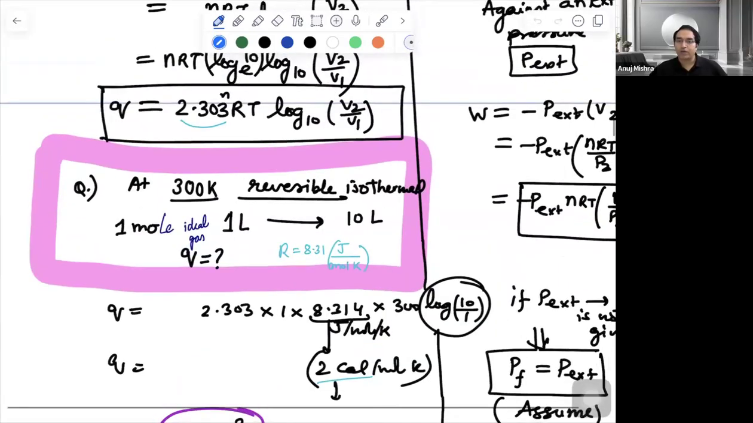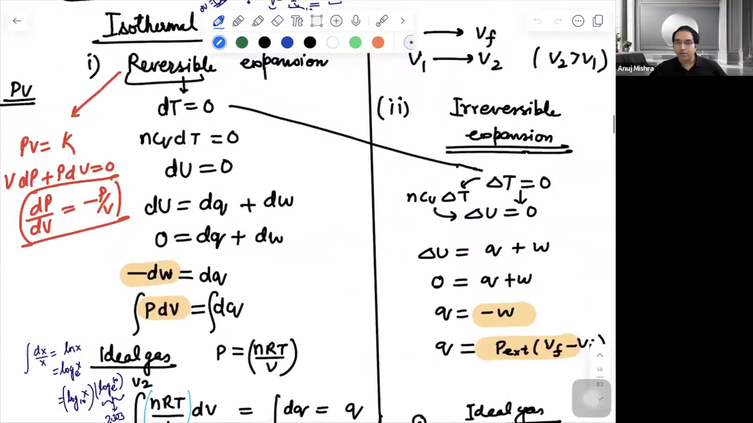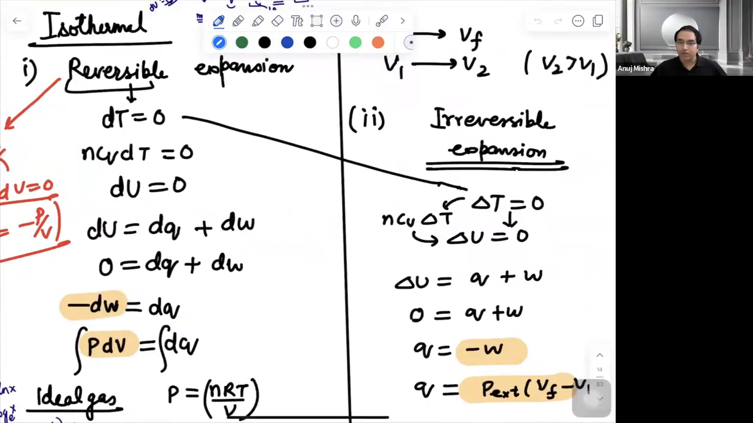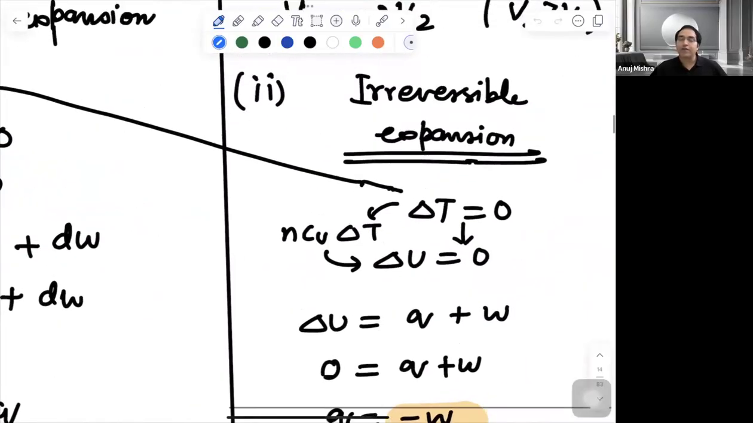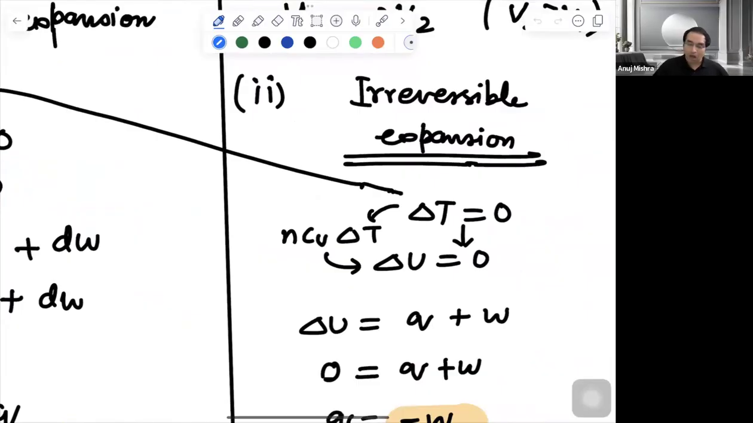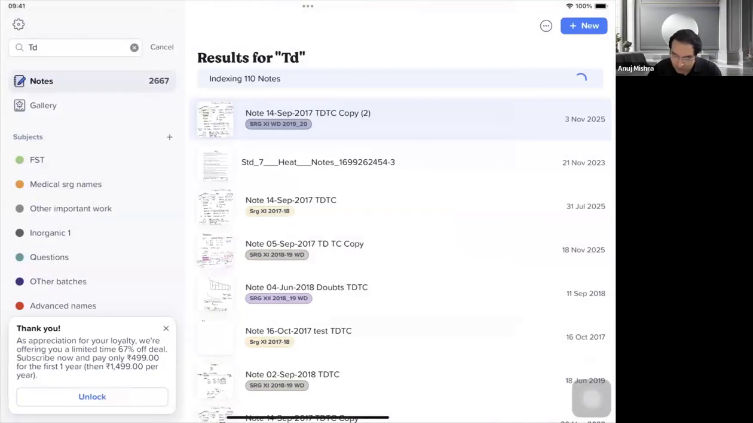Now come to the other side of the story. The other side of the story is irreversible expansion. So if it is irreversible expansion, how much is delta U? Write down delta U is 0. इसको मैं एक बार दूसरी जगह से दिखा देता हूँ. Just give me a minute.